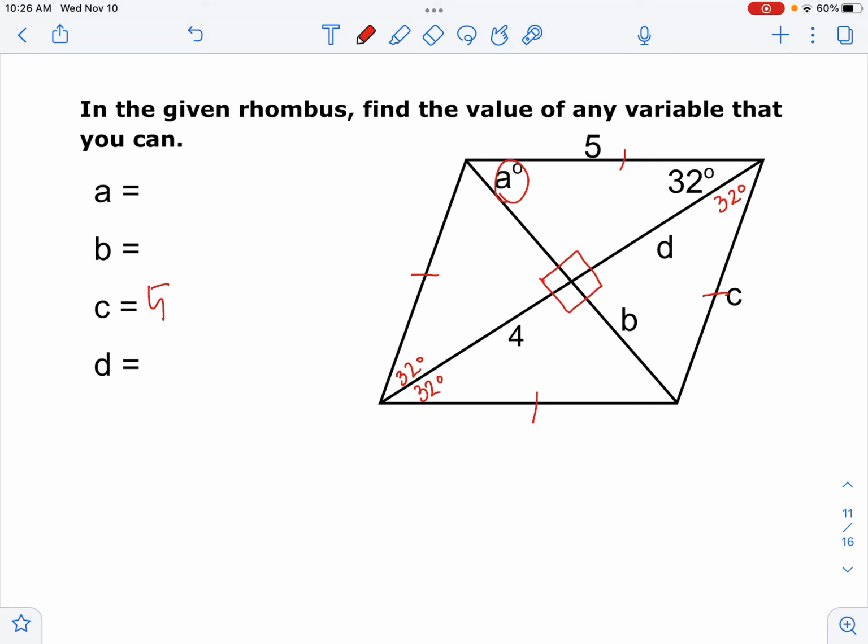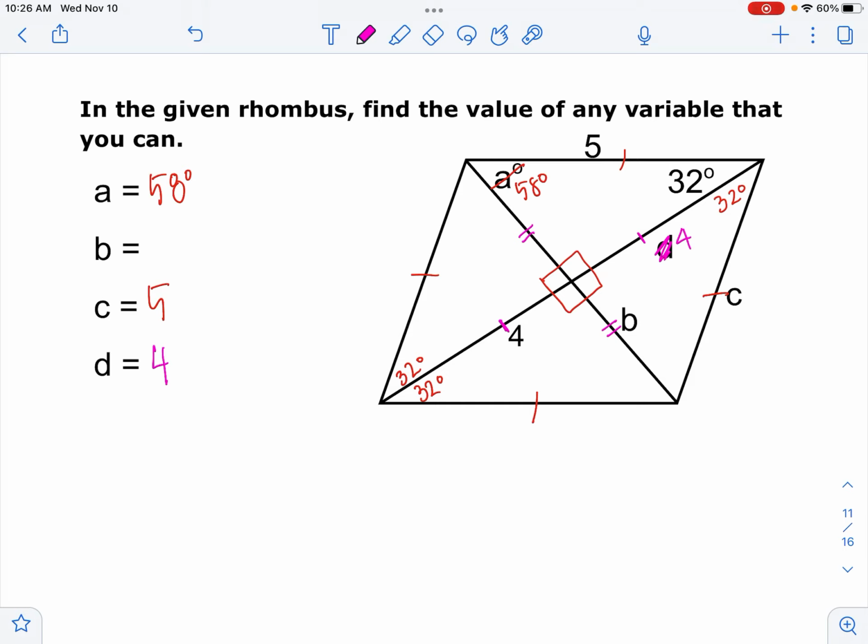I did, however, ask for this angle, so I can find that using the triangle. So I'm going to do this triangle right here. I'm going to do 90 plus 32, 180 minus that, and I get that that is 58 degrees. So A is 58 degrees. All right, now I need B and D. A rhombus is not a rectangle, but a rhombus is a parallelogram. So I do know that diagonals bisect each other. So these two pieces are congruent, and these two pieces are congruent. So I know D is 4.